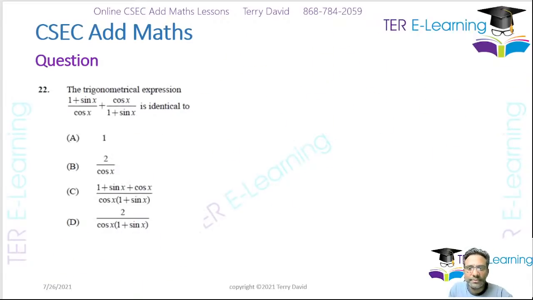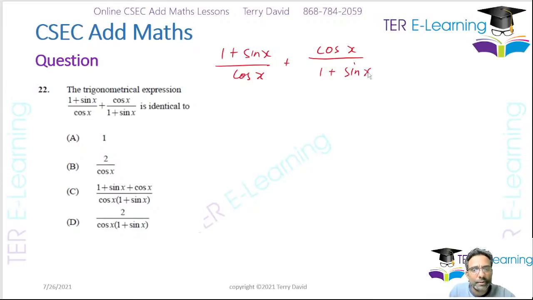Alright, so moving on, need to pick up a little piece here. So we have some trigonometry here. What we want to do is add these two things here and basically get one of the answers that they have. So we have (1 plus sine x) over cos x plus cos x all over 1 plus sine x.